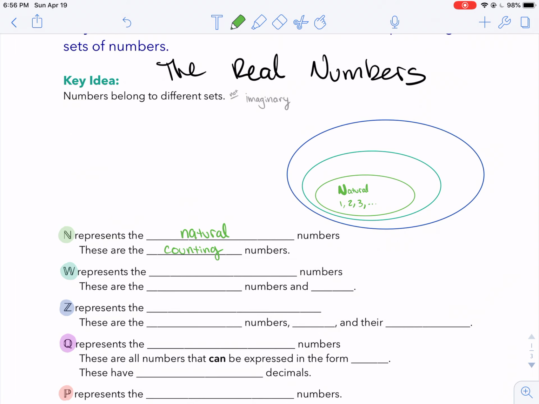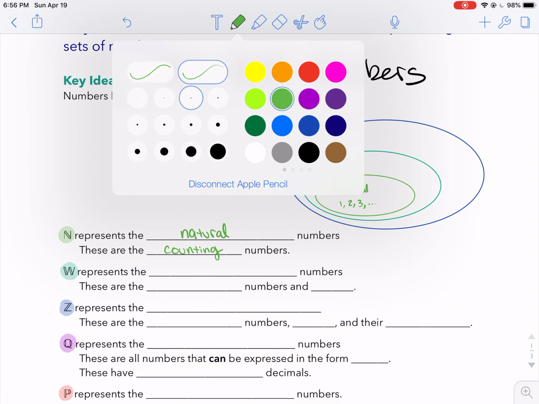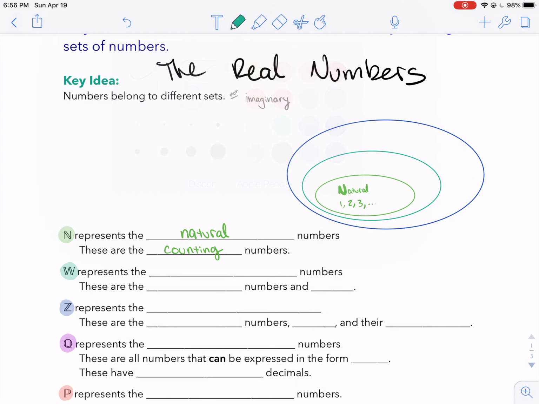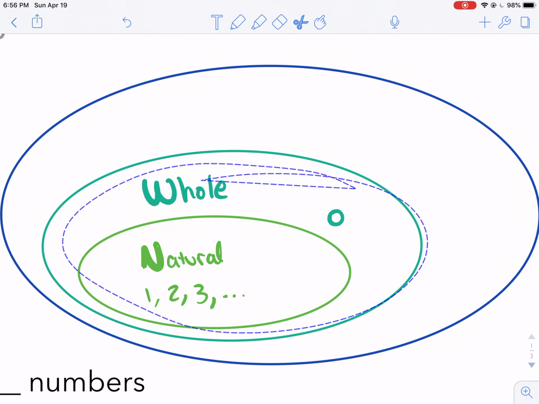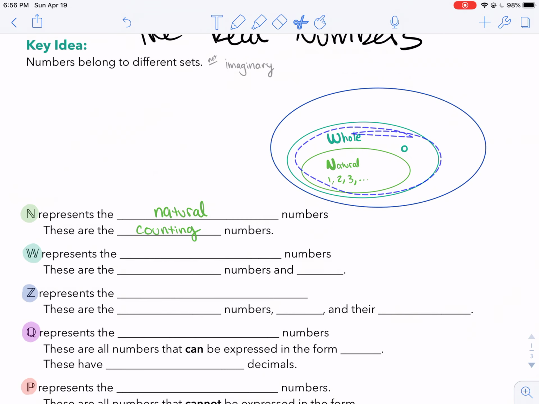Our next set of numbers includes, in addition to our natural numbers, 0. If we add 0, then we call those the whole numbers. So whole numbers are numbers like 0, 1, 2, 3, 4. So whole numbers are 0 and the natural numbers. These are our counting numbers, our natural numbers, and 0.